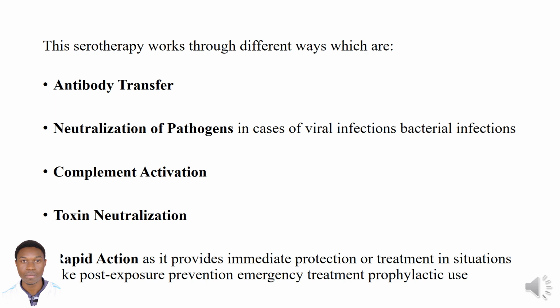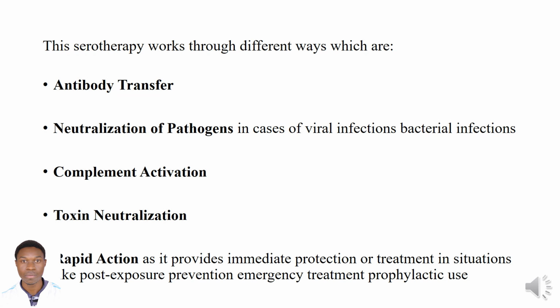Then there is complement activation, where many of the antibodies used in cell therapy can also activate the complement system, which is a part of the immune system that helps to kill pathogens by promoting inflammation. This complement system also helps promote phagocytosis and the destruction of pathogens through the formation of a membrane attack complex.